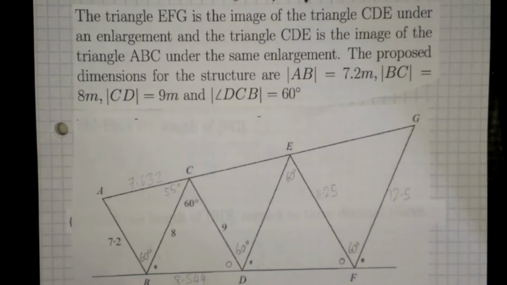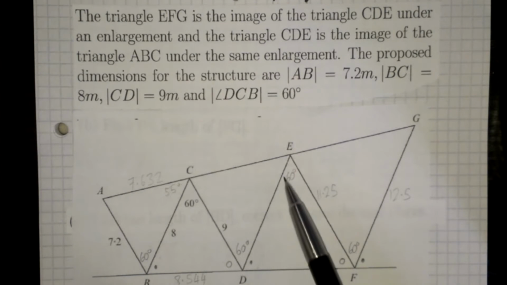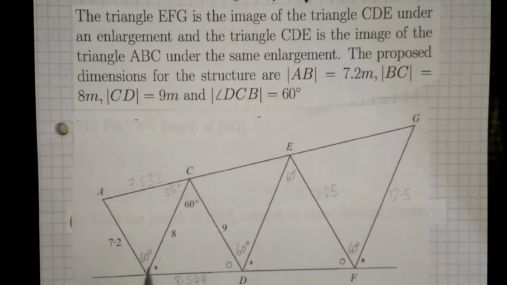Next, you're given a little bit of information about the diagram. You're told that this triangle EFG here is the image of the triangle CDE, that's this one, under enlargement, and that this one is also the same as this triangle under enlargement. So what that means is the triangles are all similar in that their internal angles are all the same.